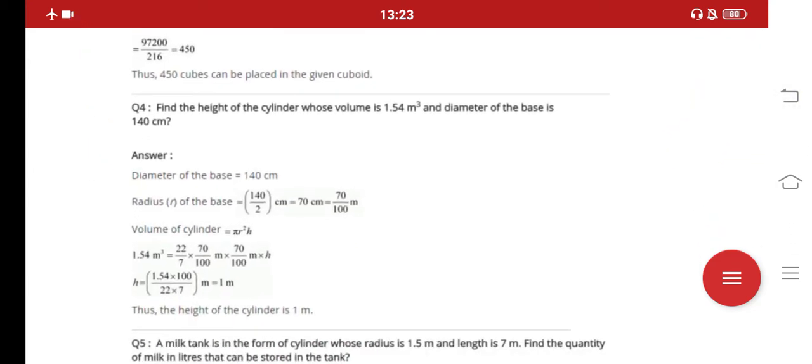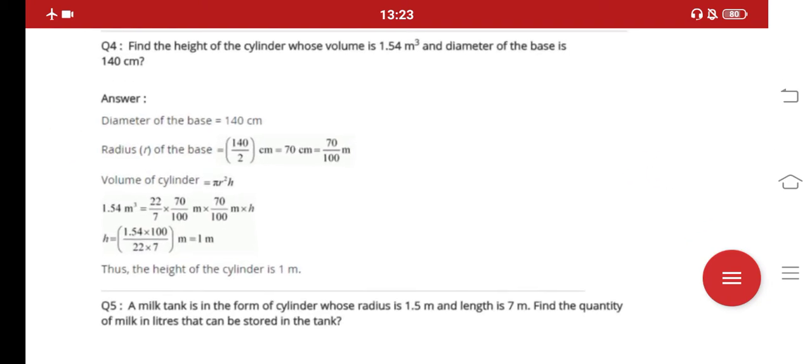Now see question number 4. Find the height of a cylinder whose volume is 1.54 meter cube and diameter of the base is 140 centimeter. Here you can see this is in meter cube, this is in centimeter. So we cannot take two units in a single question. So either we will convert meter cube into centimeter cube or centimeter into meter.